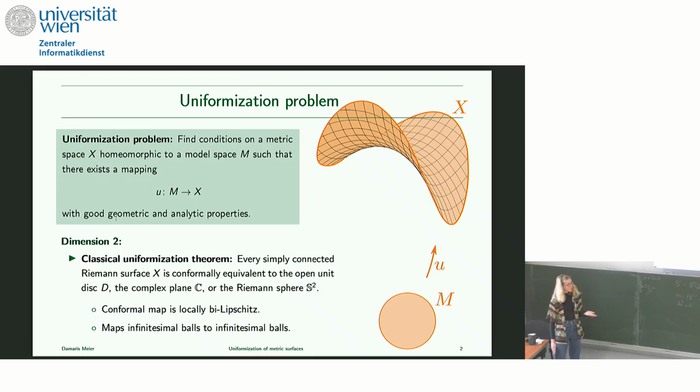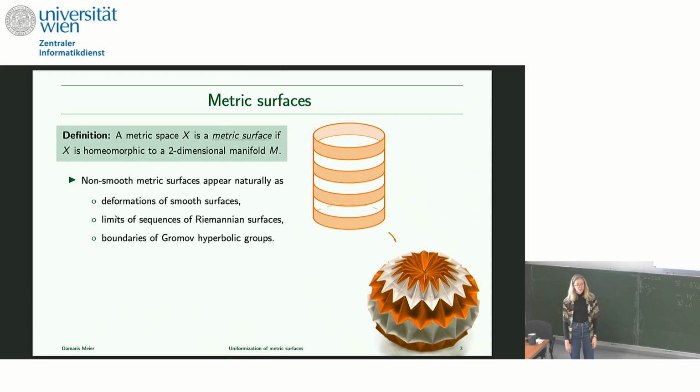Now, what we're talking about in this talk is how one can think of generalizations of this theorem when going to non-smooth spaces. And the objects we consider are called metric surfaces. So it's just a metric space which is homeomorphic to a two-dimensional manifold, but not necessarily a smooth two-dimensional manifold. And maybe you wonder right now, well, why do we care about these objects? They appear very naturally.